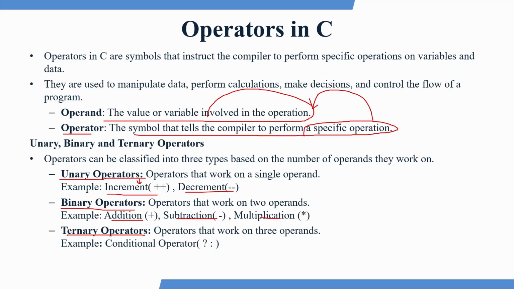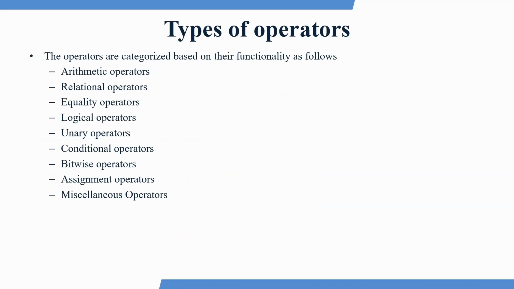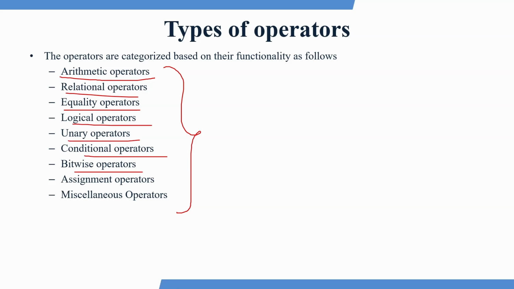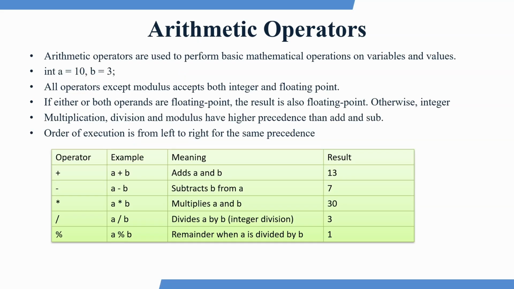And the ternary operator is the one here, which is called a conditional operator. So these are the list of operators offered by the C language: arithmetic operator, relational operator, equality operator, logical operator, unary operator, conditional operator, bitwise operator, assignment operator, and then miscellaneous operators. First we will see arithmetic operators.